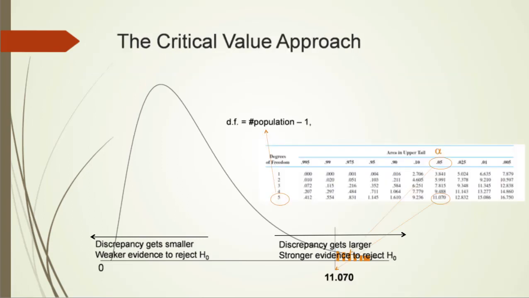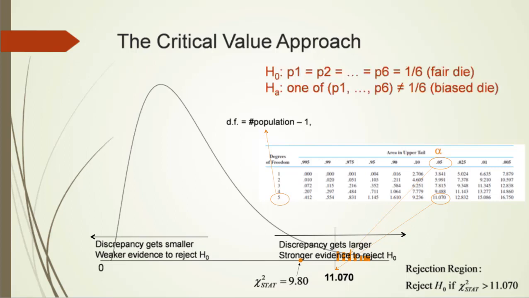We first use the critical value approach to solve this problem. The critical value for degrees of freedom 5 and alpha 0.05 is 11.070. Our test statistic is 9.8. Compared to the critical value, our test statistic 9.8 is closer to 0. Therefore, we do not have enough evidence to reject the null. Therefore, this die is a fair die, with equal probability of landing on each of these 6 sides.